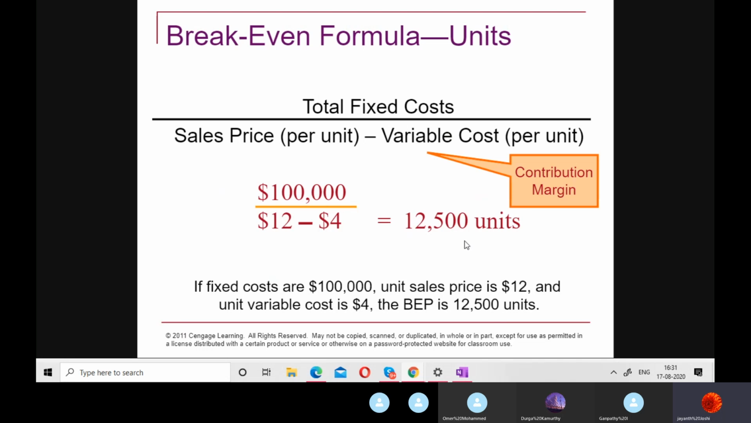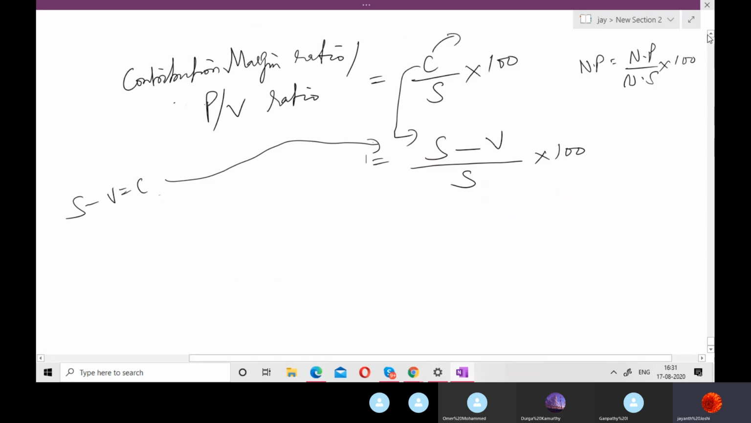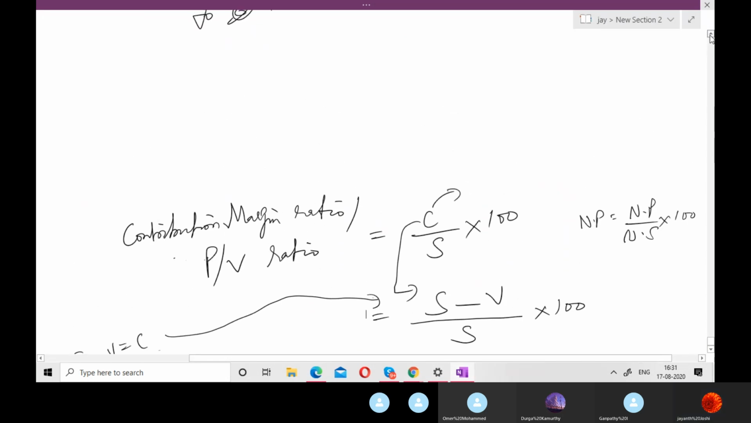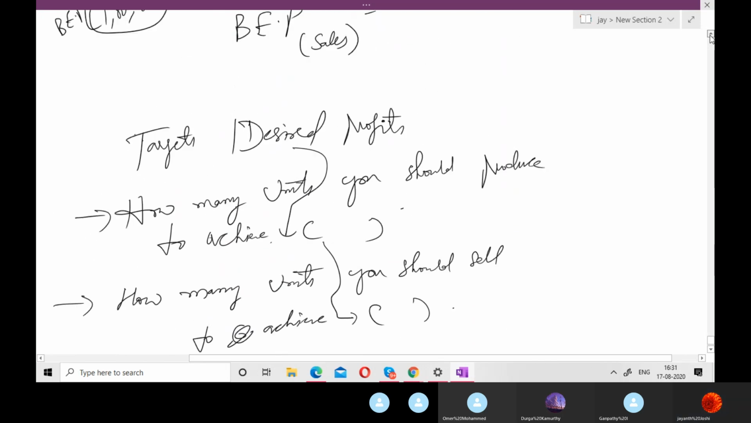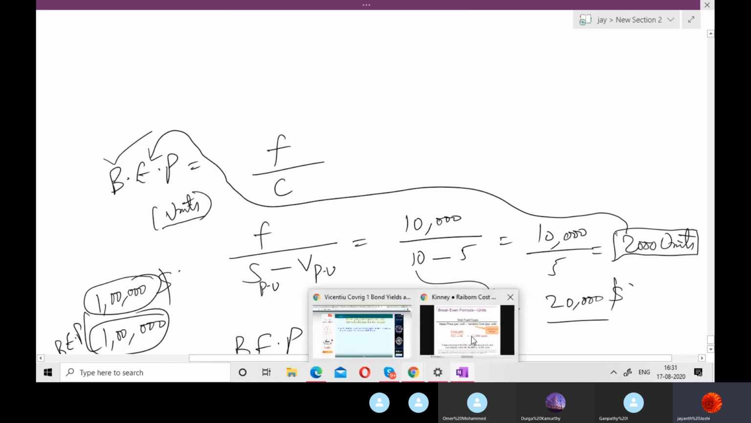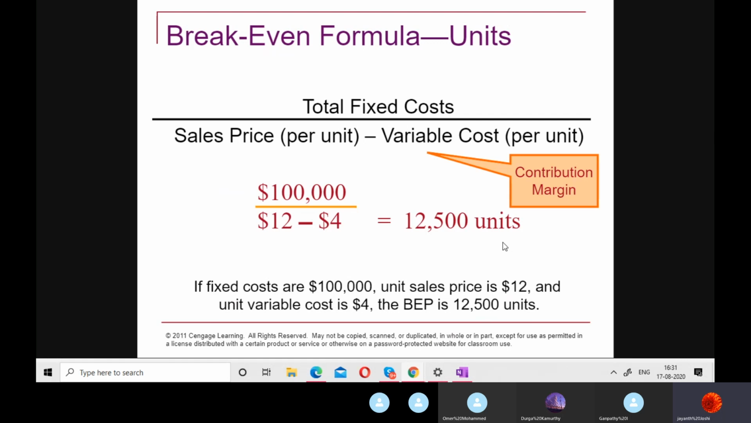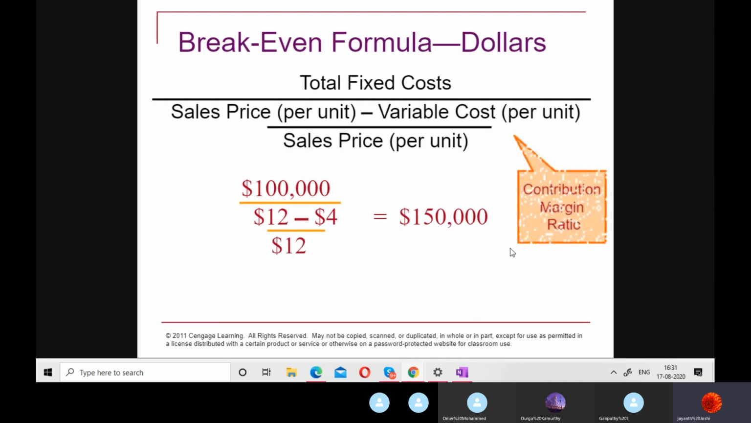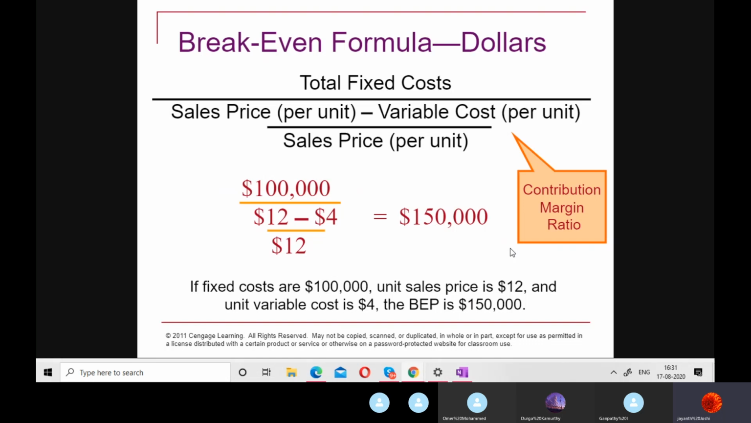This is fixed cost by contribution, which I think I've already written there. In my example I said 2000 units, but here they are saying 12,500. This is the number of units at which you'll break even. You'll have no profit, no loss, which means your revenue will be equal to cost. And this we can convert into sales even.